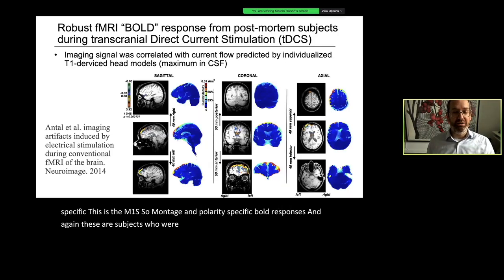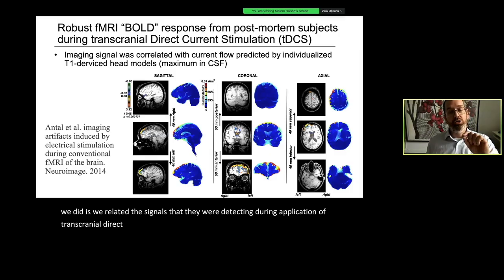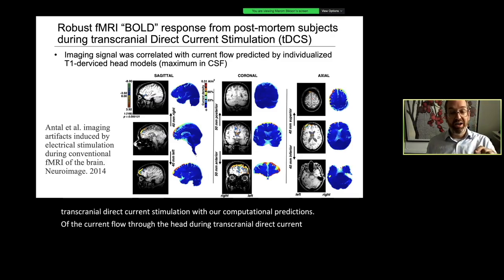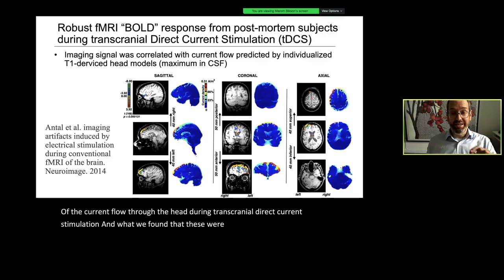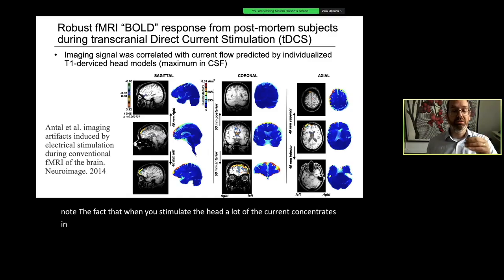And so we worked with them, and what we did is we related the signals that they were detecting during application of transcranial direct current stimulation with our computational predictions of the current flow through the head during transcranial direct current stimulation. And what we found is that these were highly correlated, and especially note the fact that when you stimulate the head, a lot of the current concentrates in the cerebral spinal fluid, not in the brain. And that is actually where they were seeing most of their signal.